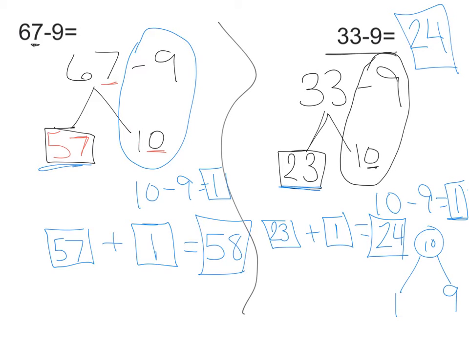So 67 minus 9 is 58. Now you'll notice that I'm boxing my answers, and I'm doing that because that makes it really easy for me to find. Okay, this is a math skill that's really hard to master. So if this was hard for you, go back and do this problem again.